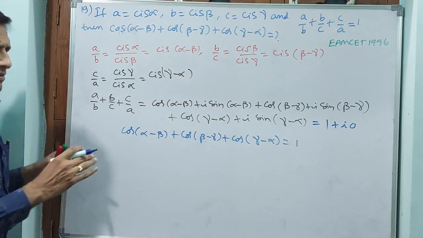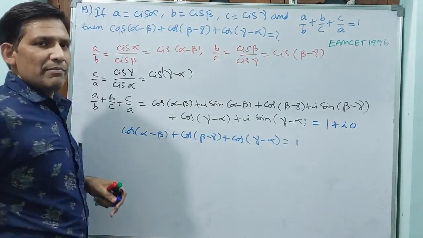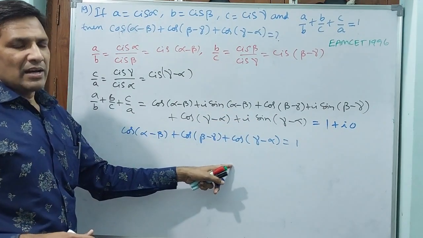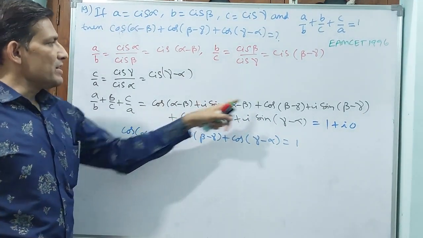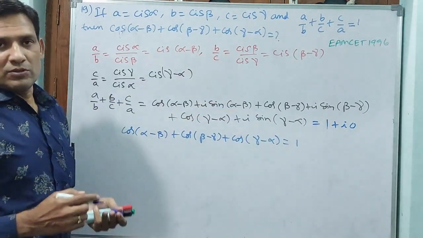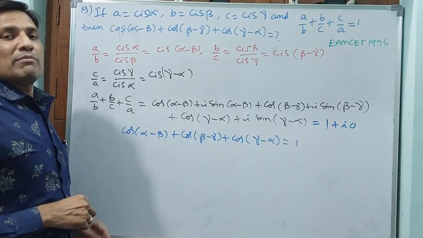For a normal public examination you have to write the entire thing, but this is a competition examination. That is why I am not writing the imaginary part again. Simply put real part is equal to 1 and close this question. Save the time. Let us go for question number 20.